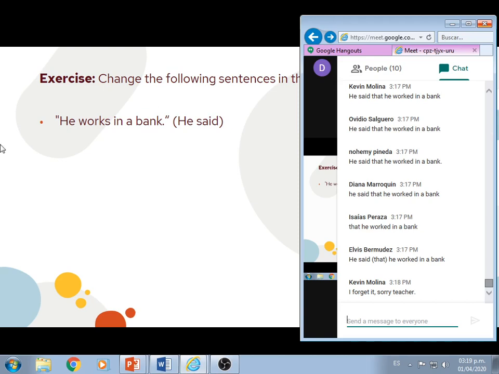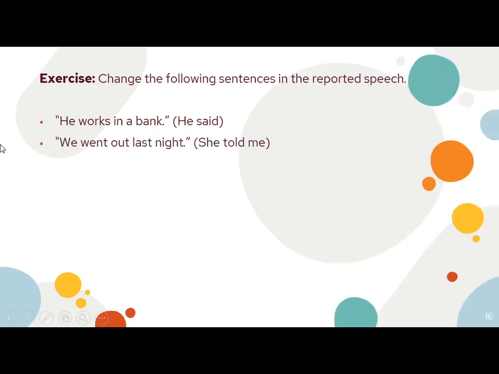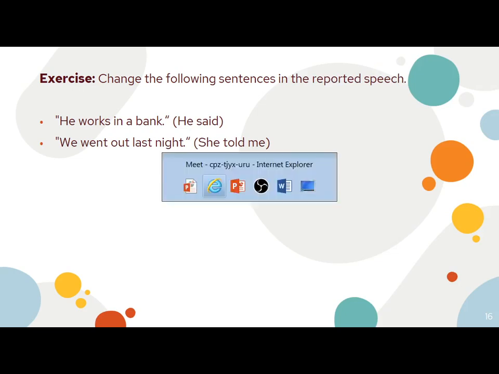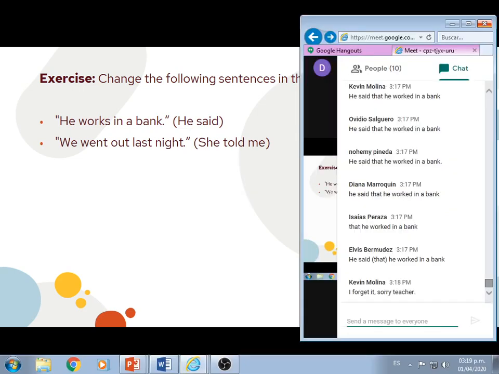Okay, let's continue, guys. Second sentence is going to be, we went out last night. She told me. We went out last night. She told me.